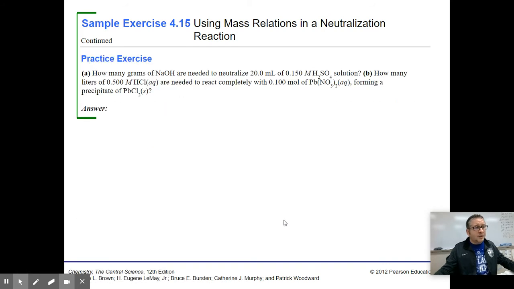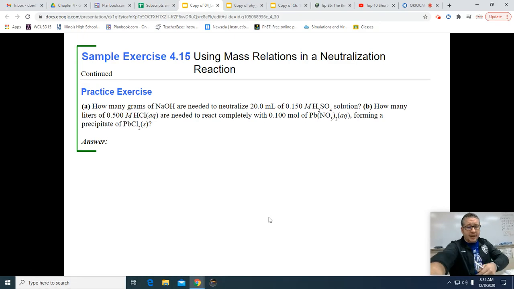Okay, let's look at a practice question. Okay, it's a 2-parter. Okay, they're going to be separate questions in this case. So let's look at A first. How many grams of sodium hydroxide are needed to neutralize 20 milliliters of 0.150 molar sulfuric acid solution? Okay, we'll come back to B here in just a second.